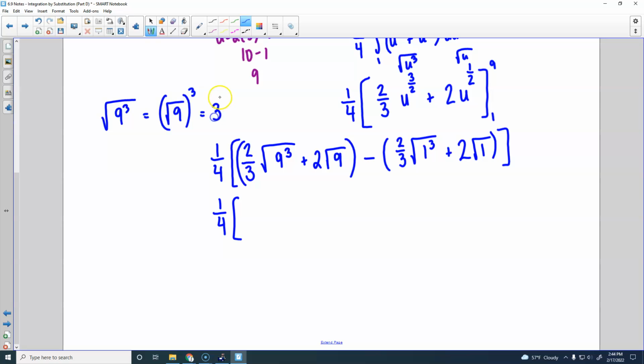3. What's 3 to the 3rd? 27. Much easier than getting 700 and something and then taking the square root of it, which you probably don't even know anyway, right? Because it would be 27. So I have 2/3 times 27. Plus, this is going to be 2 times 3, which will give us 6. Keep those parentheses there. And then we got 2/3 times 1, which is just going to be 2/3, plus 2.